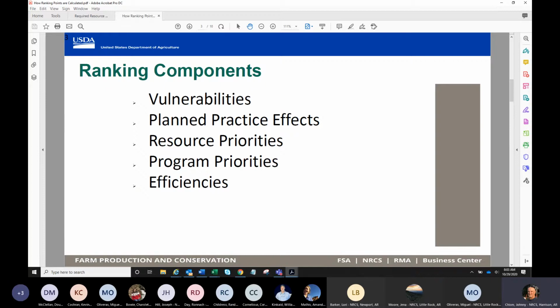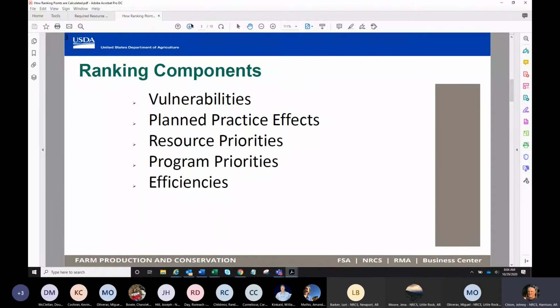Then we have the part that we've used in the past, in the AERT, which is the resource priorities and the program priorities. These are a set of questions that most of the time the local work group or the program staff sets up, to give the applicant points for addressing resources or addressing program priorities. And then we have the efficiencies. So those five components make up the total ranking score.